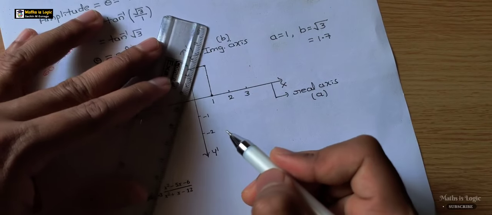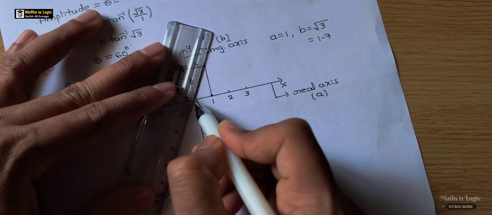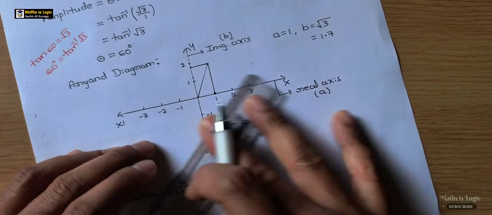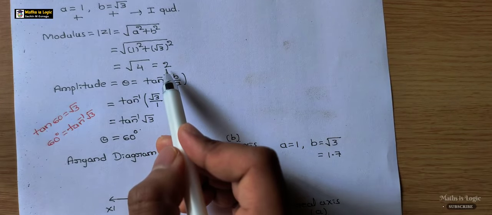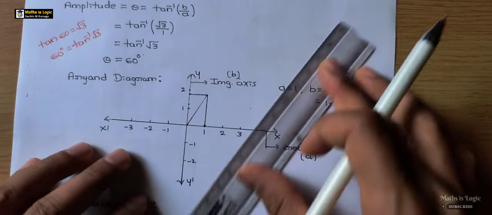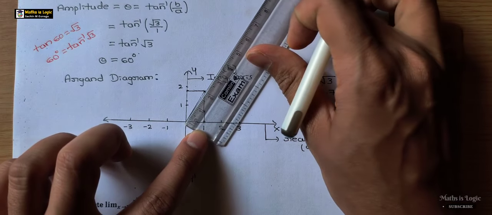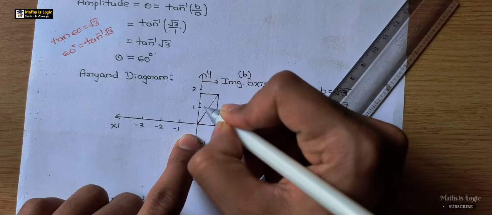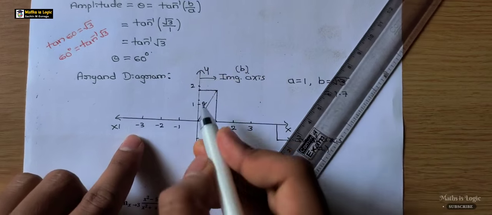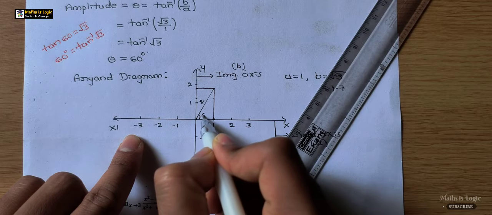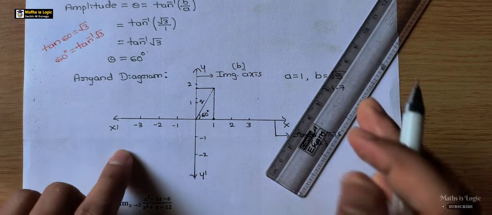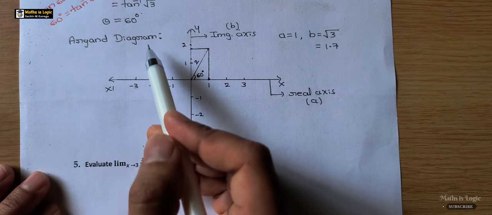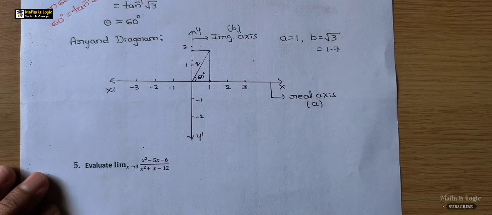Next, so this is nothing but the amplitude, modulus value. So you can see how much I'm getting the modulus value, 2. So if I measure using scale, exactly here you will get 2. So this is 2, and amplitude, this angle value I'm going to get how much degree here? 60 degree. So this is nothing but which type of diagram? Argand diagram. So this is the final answer.